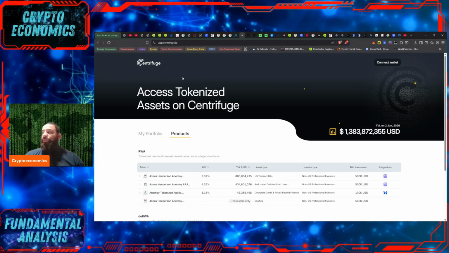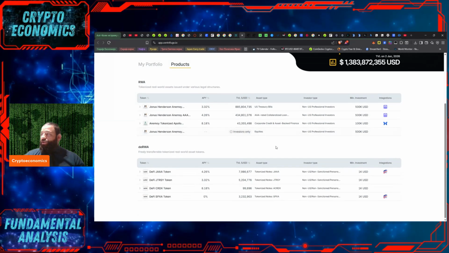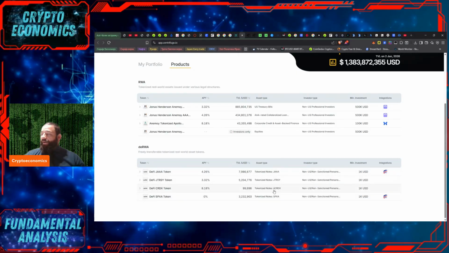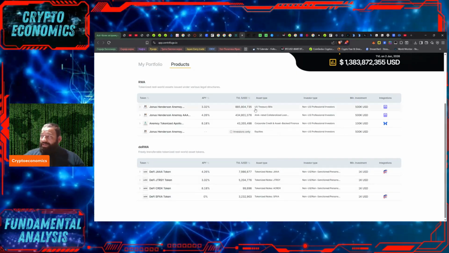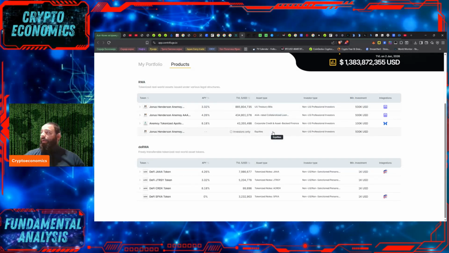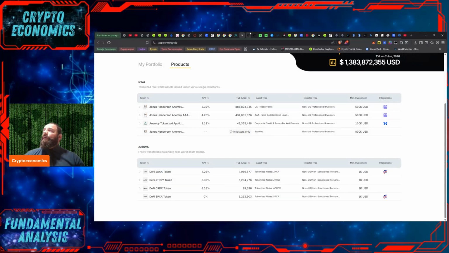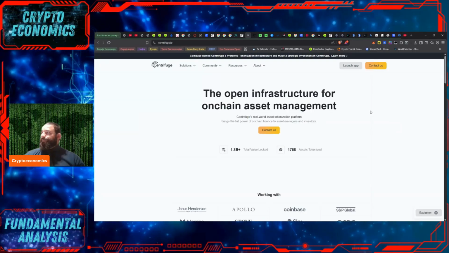The Centrifuge blockchain is the one that provides the tokenization. Also, we can see they have all different types of tokenization. These are corporate bonds. Also, they have treasury bills, bonds from America. They have collateralized loans. They have equity. So there are different types of capital goods that are currently being tokenized on Centrifuge.